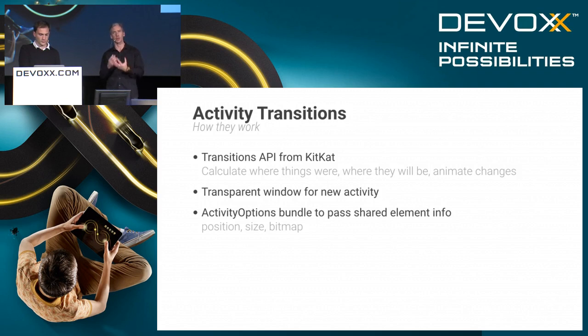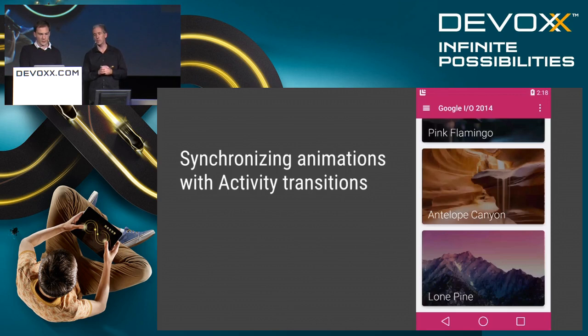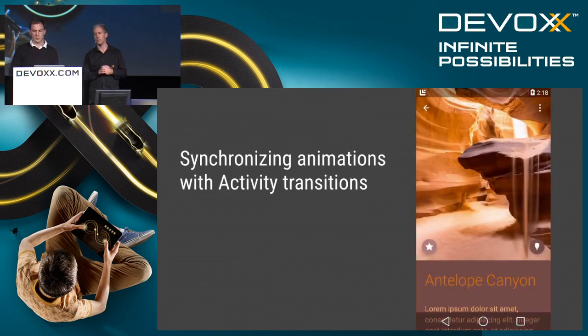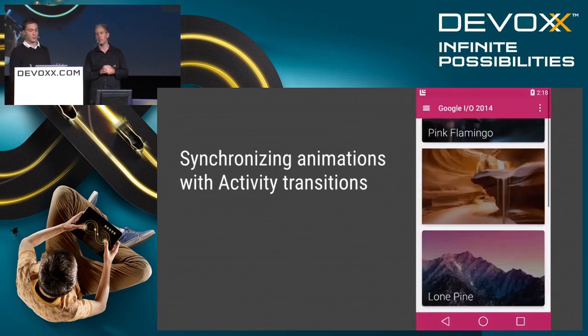With activity transitions, we're able to say, okay, now the animation is done, make this window opaque, and that problem goes away. And also, we just exposed a lot of API and capabilities to make it easier for you to simply opt into this capability, as opposed to you trying to figure out how transparent windows work and manually creating these animations.